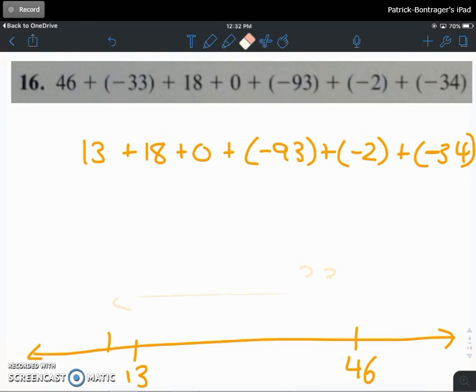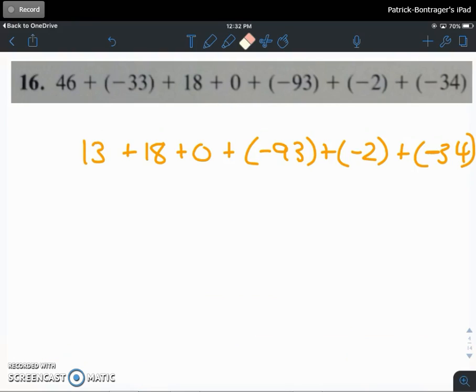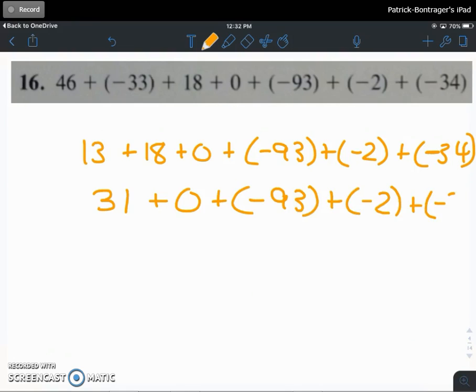All right, again, still going left to right. 13 plus 18, same sign. So I'm going to add the two numbers. 13 plus 18 is 31. I'm going to keep the sign. So it's 31 plus 0 plus negative 3 plus negative 2 plus negative 34.